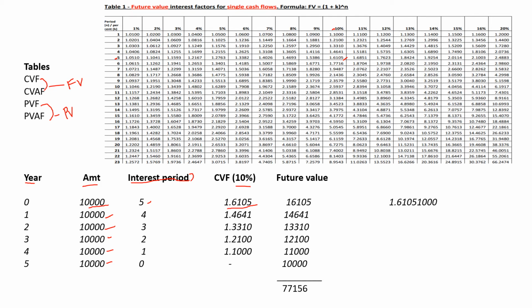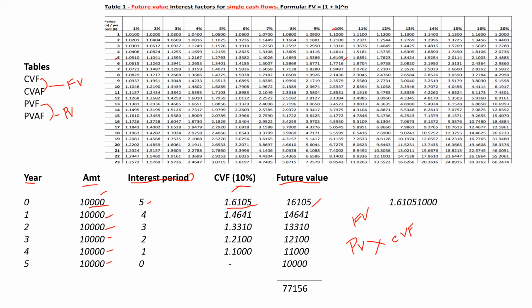So we will find the future value by multiplying this amount by the CVF. Yes, we know the formula: present value times CVF. We will be getting the future value. Yes, this is the future value.